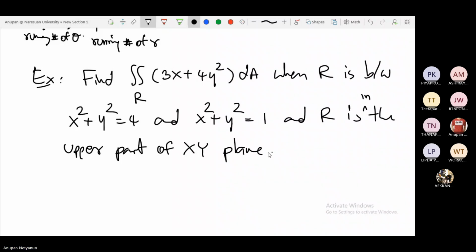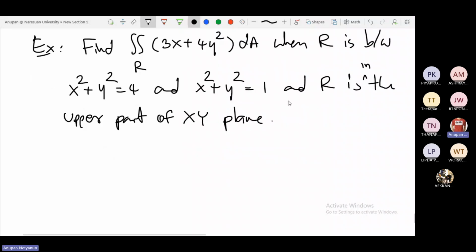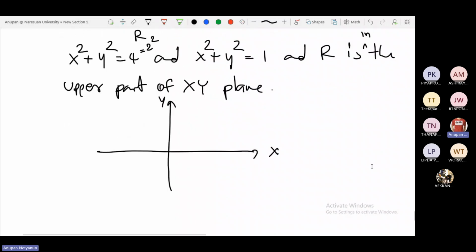Okay. Now let me draw the graph of the region first, which is in the XY plane, right? Now you know that x squared plus y squared equals 4, which is 2 squared. That is a circle with radius 2, right?